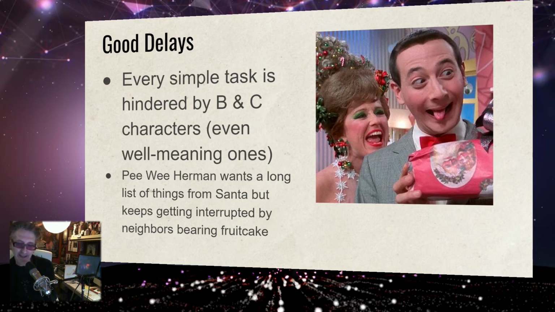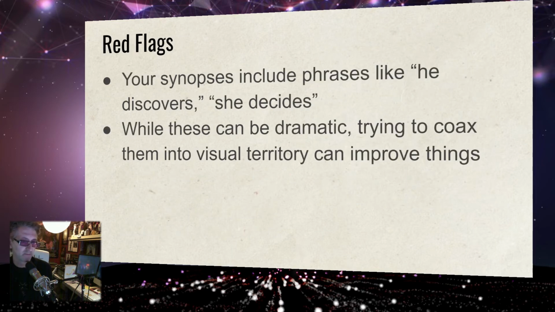But every couple of minutes, neighbors are coming to the door. Hey, I've got you your present. And every time it's fruitcake. Every single neighbor of the usual cast is bringing him fruitcake. So it's hindered. They mean well, but it's delaying us getting to the point where Santa comes in and goes, Pee Wee, you really can't have everything that you want. That's not how Christmas works. And Pee Wee learns the real meaning of Christmas. Perfect hour of entertainment. I highly recommend it.